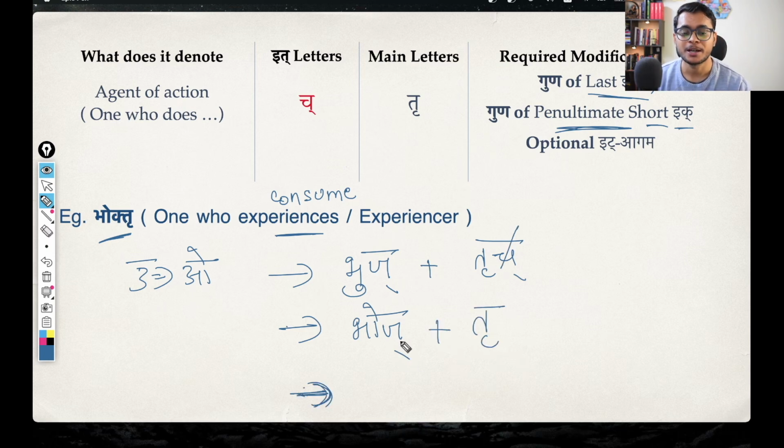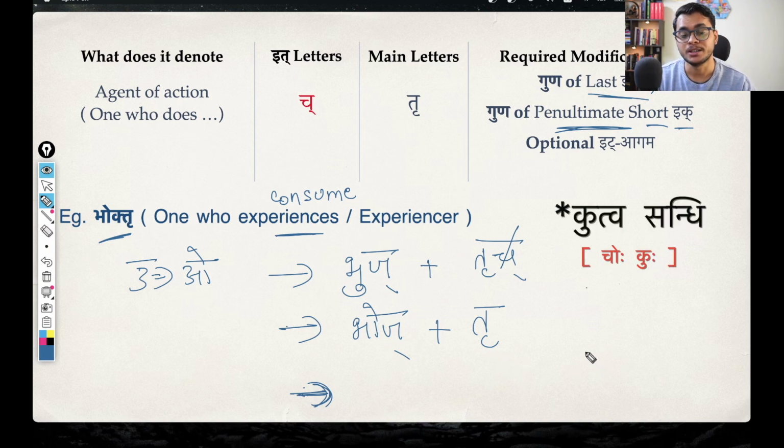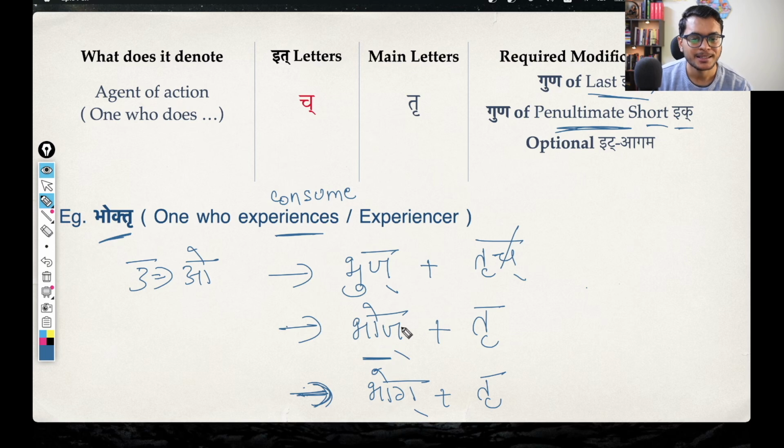Now pay attention that between this bhoj and tr, there is a sandhi possibility. That sandhi is called kutva sandhi, represented by the sutra chohokuhu. So a kutva sandhi is possible between bhoj and tr, due to which this bhoj will change into bhog. Basically the ja of bhoj will change into ga. What is the entire sandhi rule? In all the PDF sheets that I attach with the Bhagavad Gita series, you have that sandhi rule also, so you can refer to that. The sandhi is kutva sandhi, and chohokuhu is the Ashtadhyayi sutra for it. Anyways, due to that sandhi between bhoj and tr, bhoj will change into bhog.